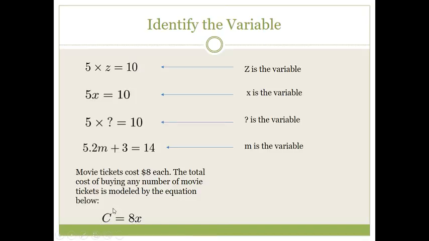So C, in this case, probably means cost. It was equal to 8 times the number of tickets you bought. So here, the variable, of course, is the number of tickets. That's what can change. The price doesn't change. The price is always $8 a ticket. It's the number of tickets we buy that can be a variable that can change. So here we decided to use x again to represent that. And usually in equations we use x, but it can be any symbol, any letter.